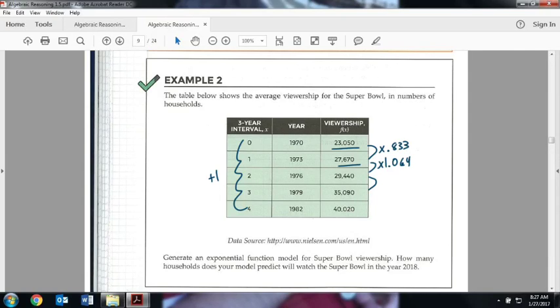35,090 divided by 29,440. You get times 1.192, and then last but not least, 40,020 divided by 35,090. You get times 1.140. All right, so I know this one may feel a little low compared to the rest of them. It might be a bit of an outlier. But they still said generate an exponential function. So even though it's not perfect, we're going to still generate it because that's the instructions.